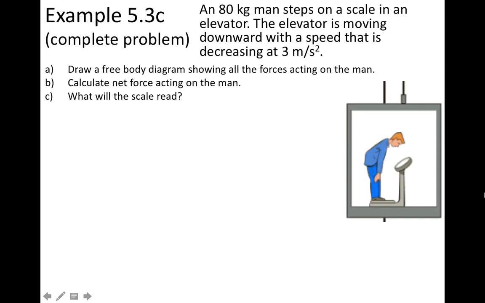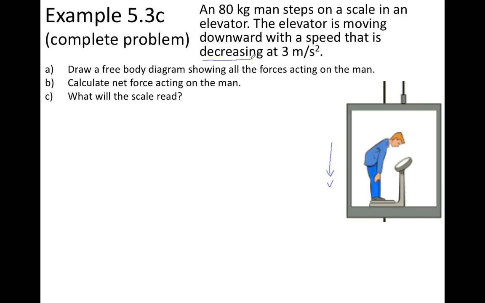All right, in this example, we have an 80-kilogram man that's riding an elevator. The elevator is moving downwards with a speed that's decreasing at 3 meters per second squared. So we need to use that information to determine the direction of some of these vectors. It says that the elevator is moving downwards, so we know the velocity vector is downwards.